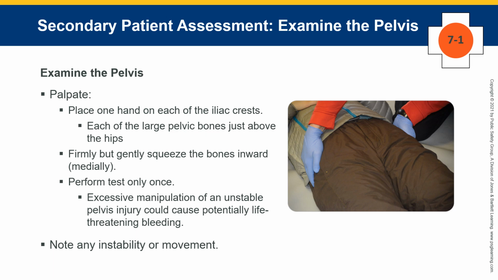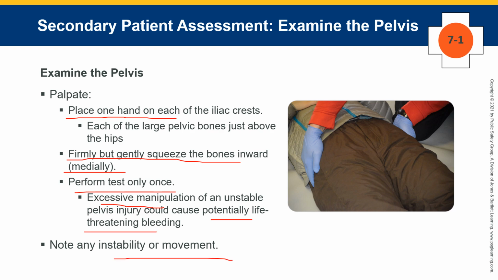When we examine the pelvis, we want to put one hand on each side, just as we put hands on the sides of the rib cage previously, and we want to firmly but gently squeeze the bones towards the middle, medially. We only want to perform that test once. If we have an unstable pelvis and we manipulate excessively, any sort of clots that may have already been forming and are actually in our favor, we may dislodge and re-trigger that potentially life-threatening bleeding. Note any instability or movement.